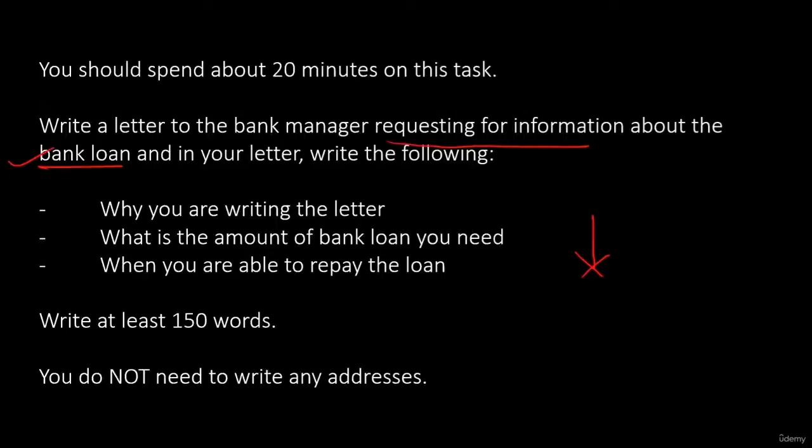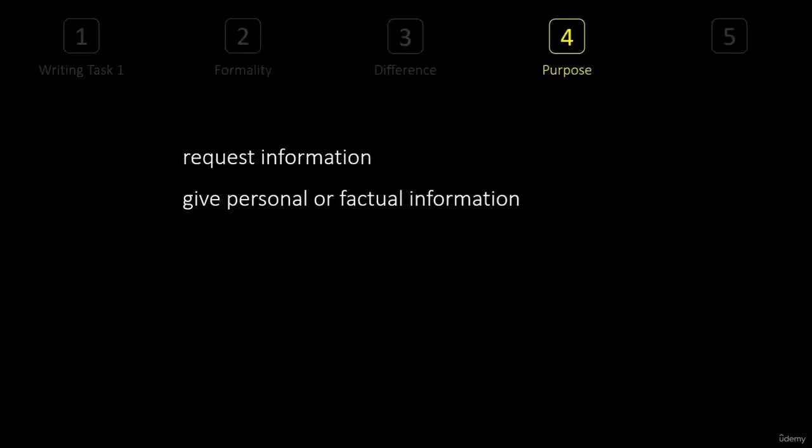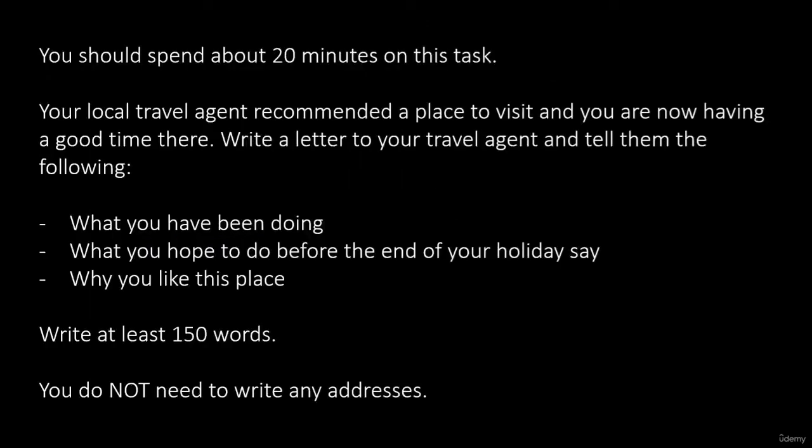All right. Then we have give personal or factual information. Second purpose, where you provide personal or factual information about something. Your local travel agent recommended a place to visit and you are now having a good time there. Write a letter to your travel agent, tell them the following: what you've been doing, what you like in this place. So you provide information in this rather than asking for information. You see the difference? This is another kind of letter.